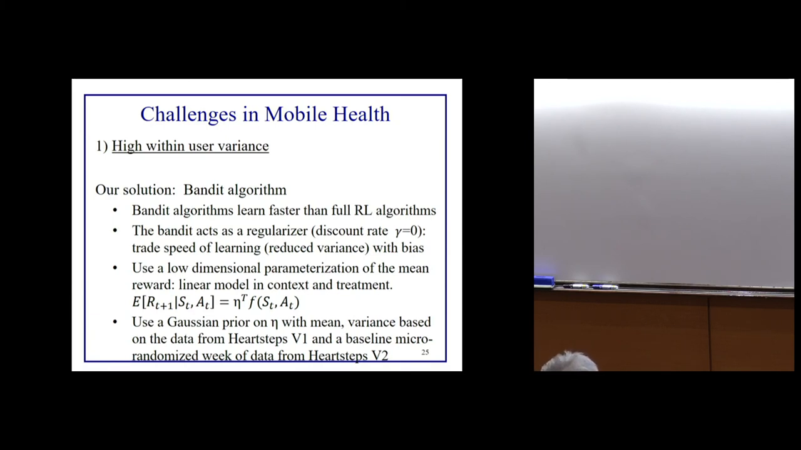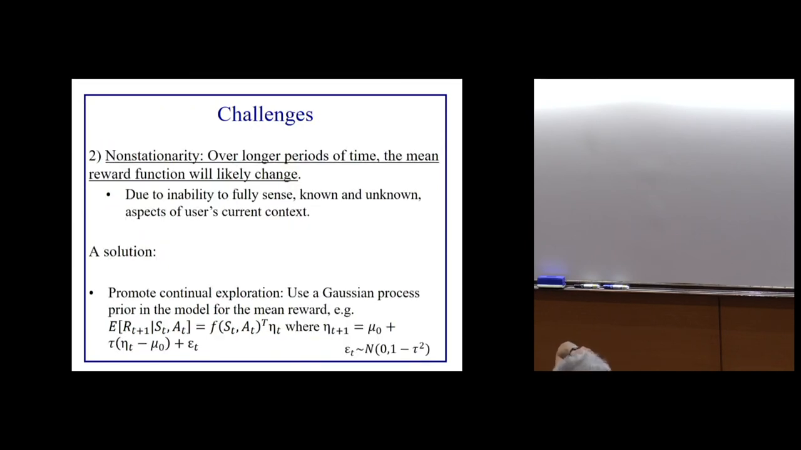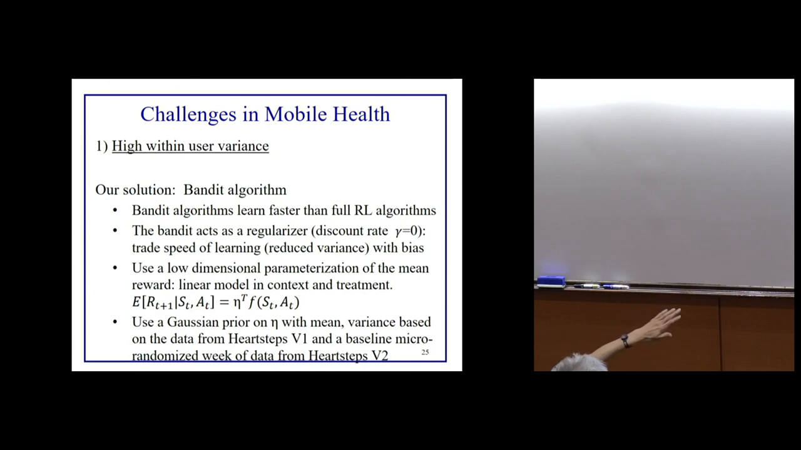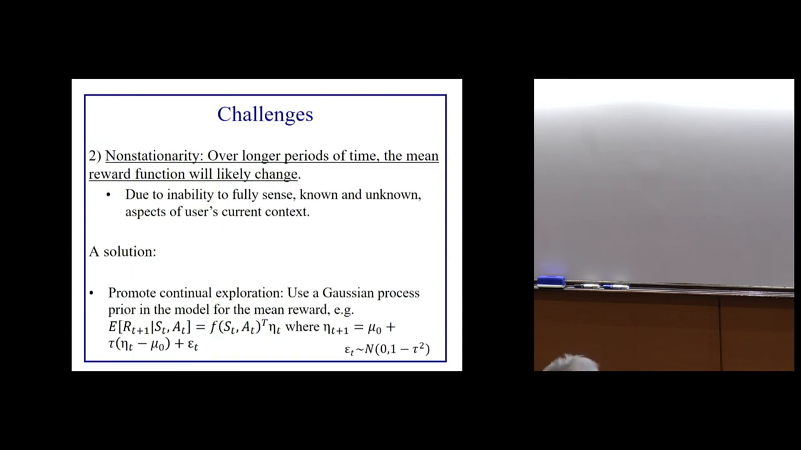What's really nice is now we can be really thoughtful about our prior because we have the data from Harp Steps V1. And we decided that the first week of Harp Steps V2 is microrandomized, just a constant probability. The bandit won't start till the second week. Actually, it starts the third week, the first week being constant randomization, and then the second week we start the bandit. The whole purpose here is to manage variance, because the more I can tightly pin down this approximation to the mean reward, the more I reduce variance. This is our attempt. But things are complicated, though.